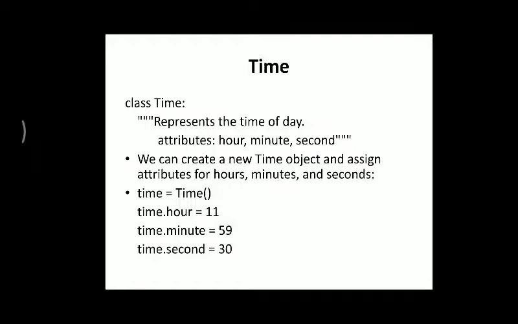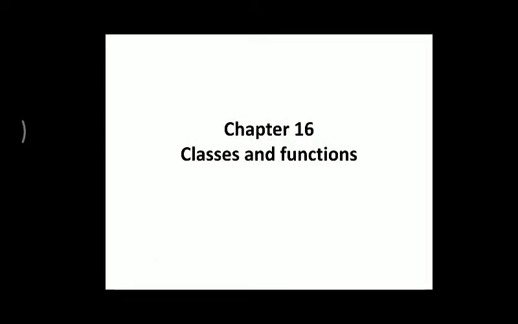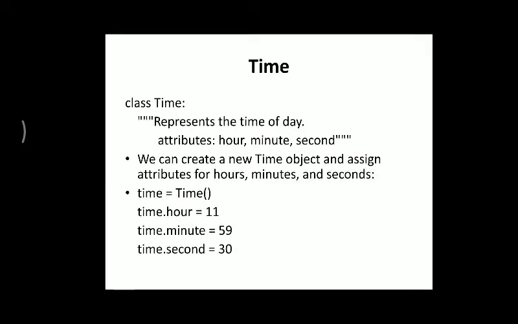How to create an object in Python, we have already discussed in objects and methods. Now, with the same concept, we are going to discuss classes and functions. In the first statement, we are going to create one object using time equal to Time. Time here is a constructor, and with reference to that time object we are going to create its attributes: hour, minute, and second. time.hour equal to 11, time.minute equal to 59, time.second equal to 30. This is how time is described.